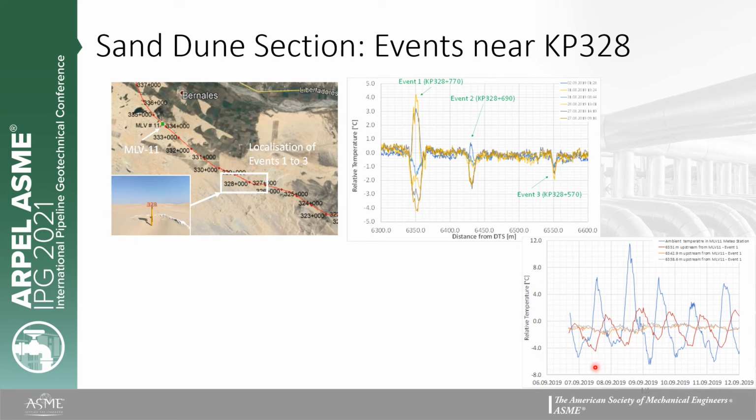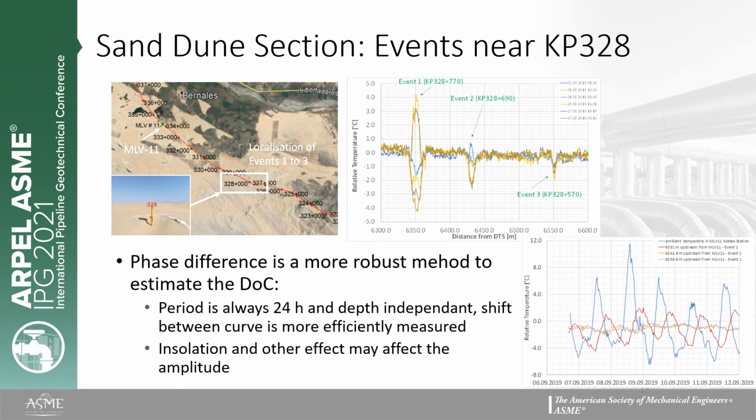So that's for event 1. We see similar behavior for event 2 and 3, but with a larger time lag and a much lower amplitude. So here, that means that we can make some observations. We can use probably the time lag information or the phase difference information to determine the depth of cover, that's for sure.